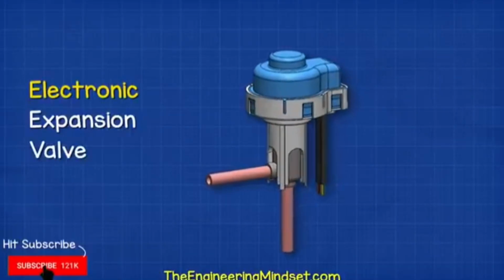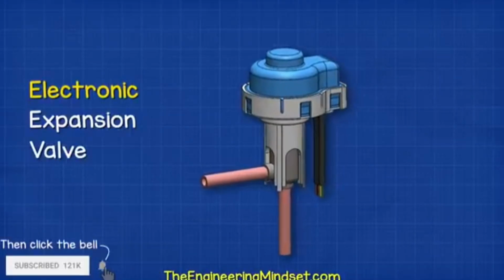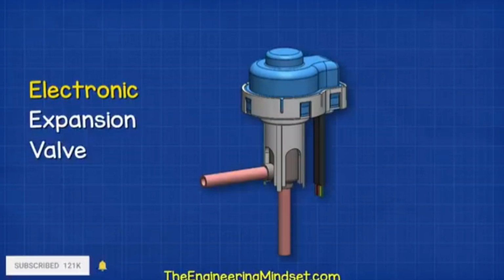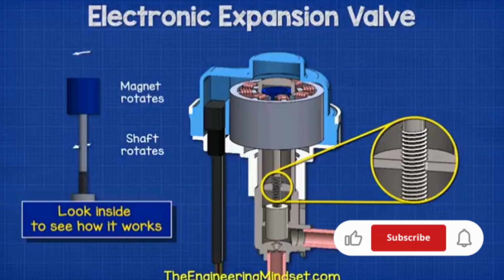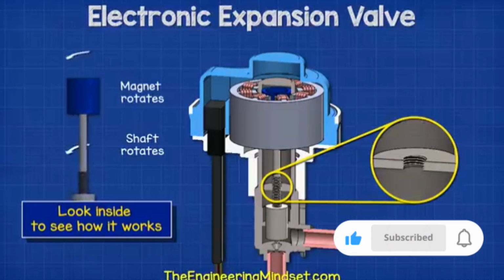This is an electronic expansion valve from a refrigeration system, but this type is electronically controlled using a stepper motor. So we're going to look inside one to see how it works.